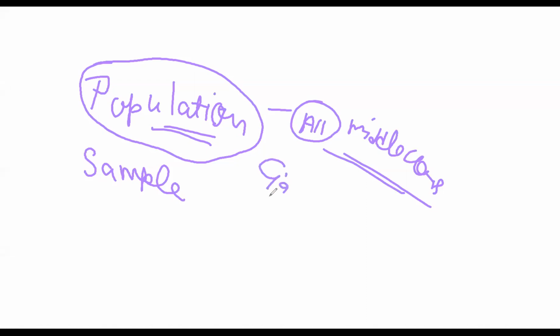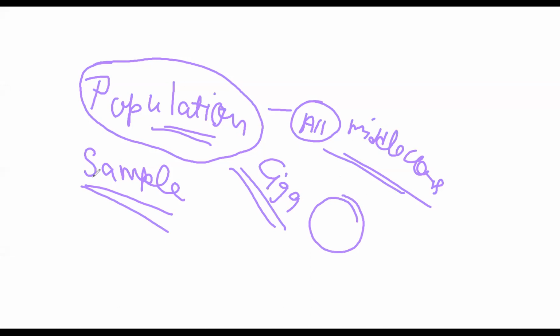Let's say cigarette smokers. Suppose you want to conduct some study on smoking, on the effect of smoking on consumers' health. Then all the cigarette smokers will be your population. So population is the total of all individuals who possess certain characteristics of your interest.